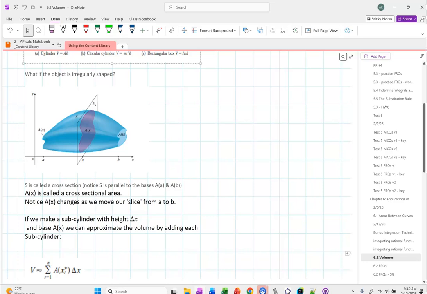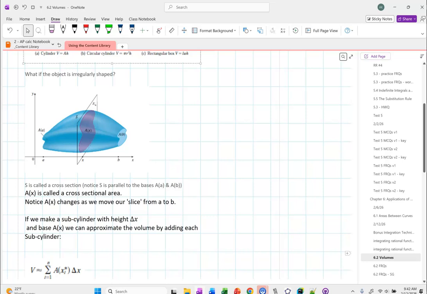What does that sound like I'm starting to do? An integral, right? That sounds exactly like a Riemann sum or integral, and that's exactly what we're going to be doing. That's the exact idea: we're going to be taking little tiny slices, calculating the volume of that little slice, and then adding up all the slices to get a total volume.